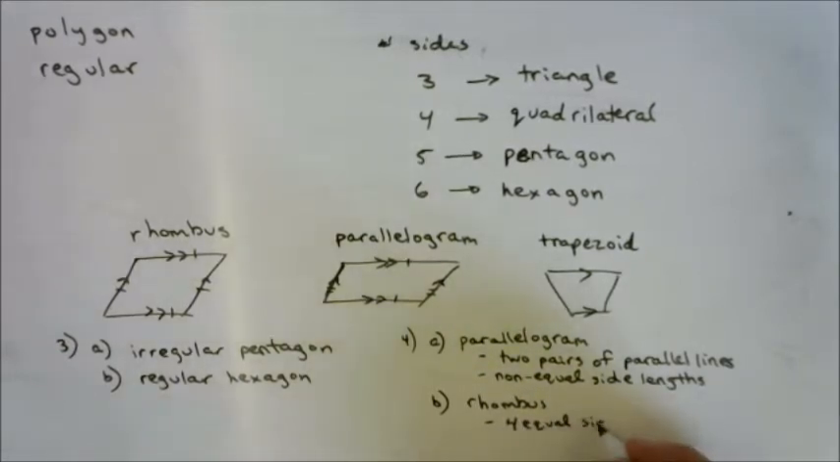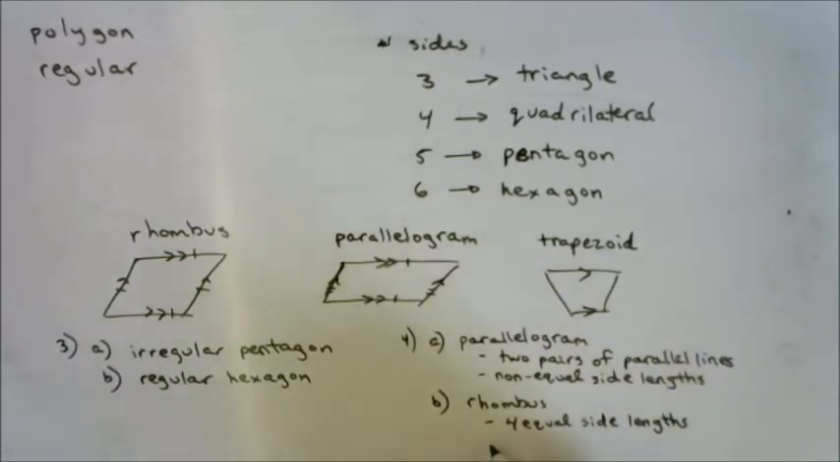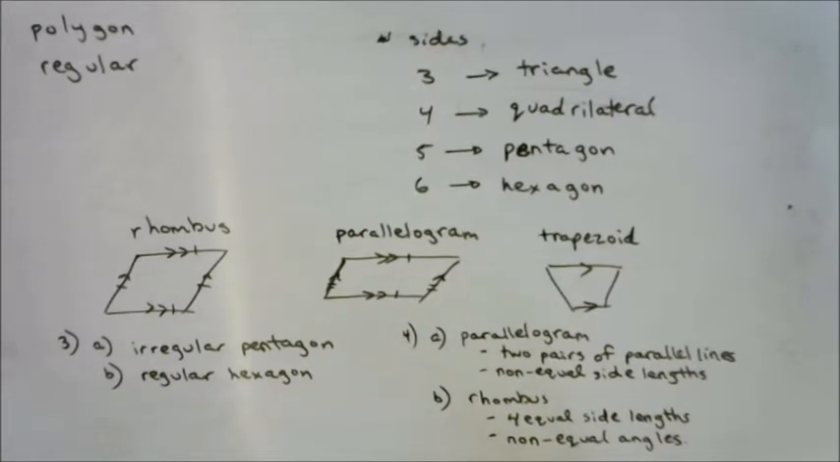Equal side lengths? Well, why isn't it a square? Because it doesn't have perfectly straight... Non-equal angles. Look at this side. The angles, it means non-equal angles. Okay?